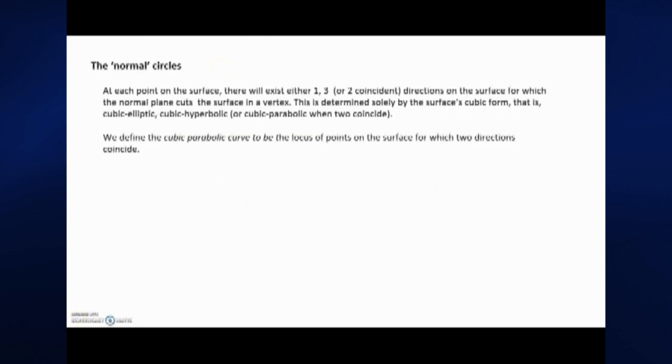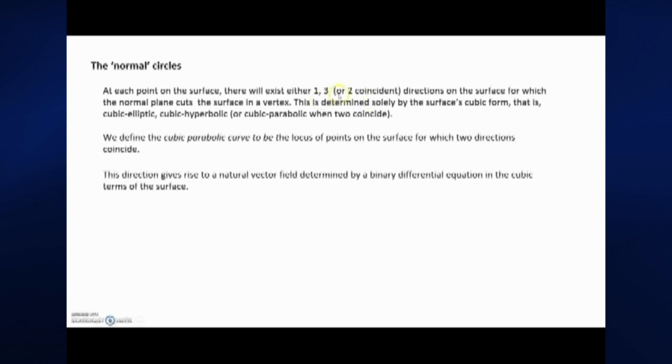So let's first look briefly at the normal circles case. For each point on the surface, there will exist one, three, or two coincident directions on the surface for which the normal plane cuts the surface in the vertex. And this is determined solely by the surface's cubic form. And we define these, in these cases, to be the cubic elliptic, cubic hyperbolic, or the cubic parabolic when the two directions coincide. And we define this locus of points for which the two coincide, the cubic parabolic curve.